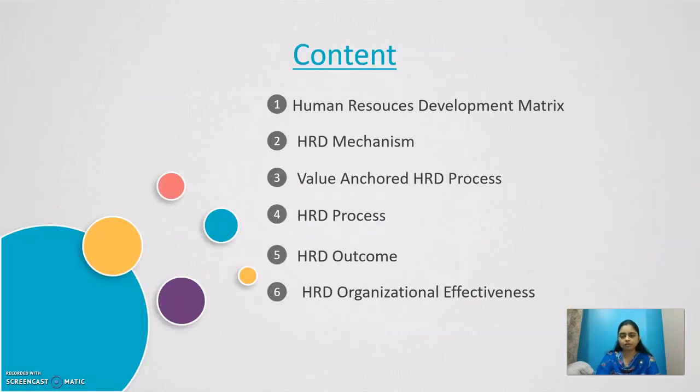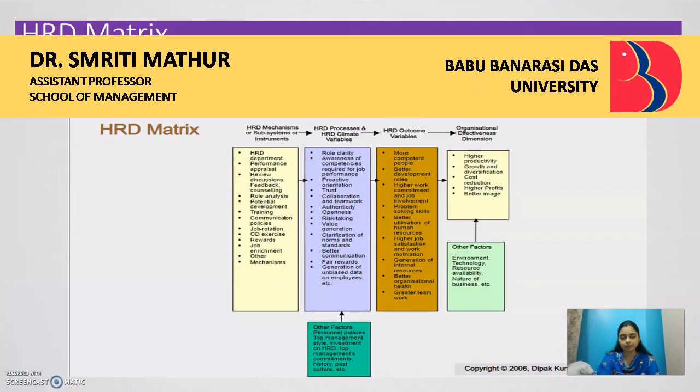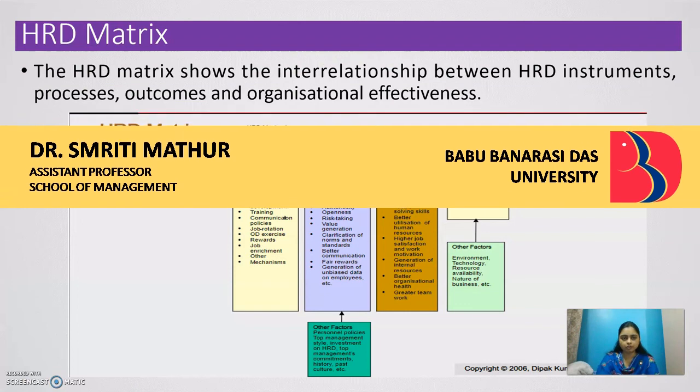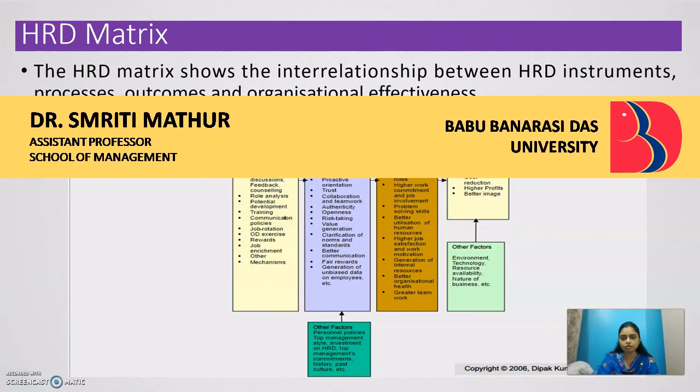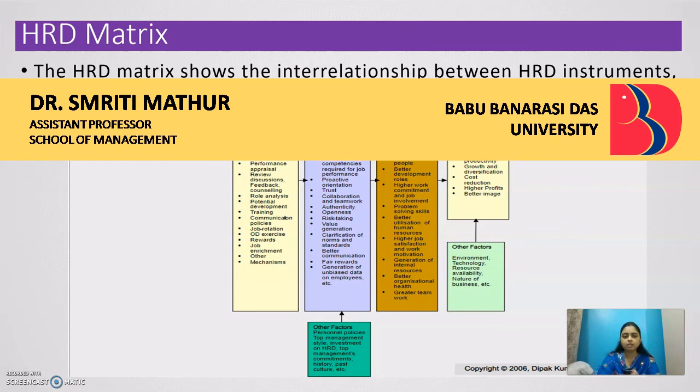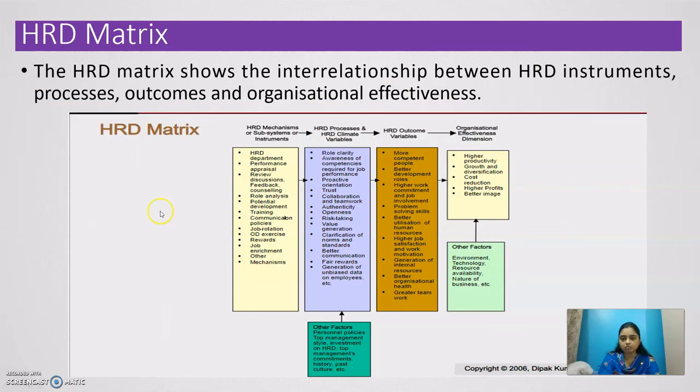In this video, we will discuss the Human Resource Development Matrix, which includes the Human Resource Mechanism, the Value Anchored Human Resource Development Process, the Human Development Process and Outcome, as well as Organizational Effectiveness due to Human Resource Development activities. The human resource development matrix shows the interrelationship between instruments, processes, outcomes, as well as organizational effectiveness.